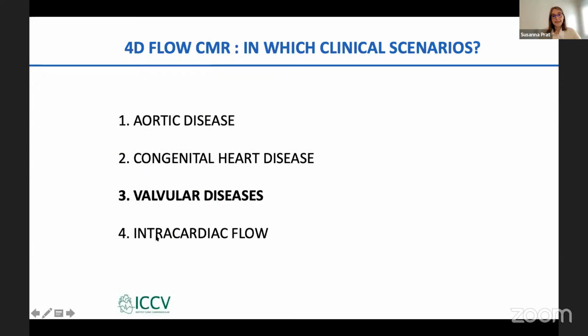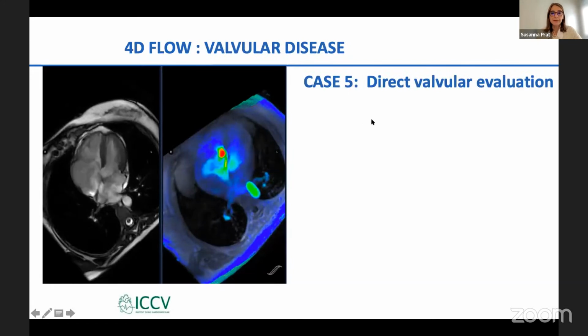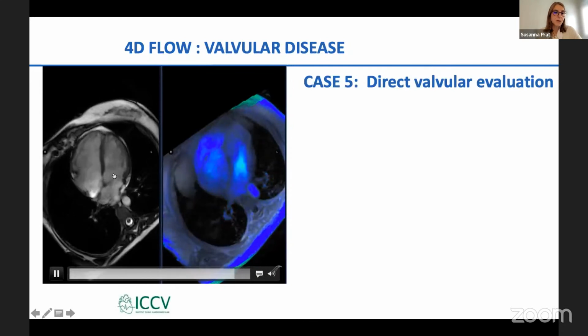Continue with the valvular disease. I want to show a case of the direct valvular evaluation. If we focus here first in the cine 4 chambers view, we can see that the left ventricle is moving okay, it's not dilated. It has this funny movement in the basal septum, inferior septum, and we see that the right ventricle is dilated and the right atrium as well.